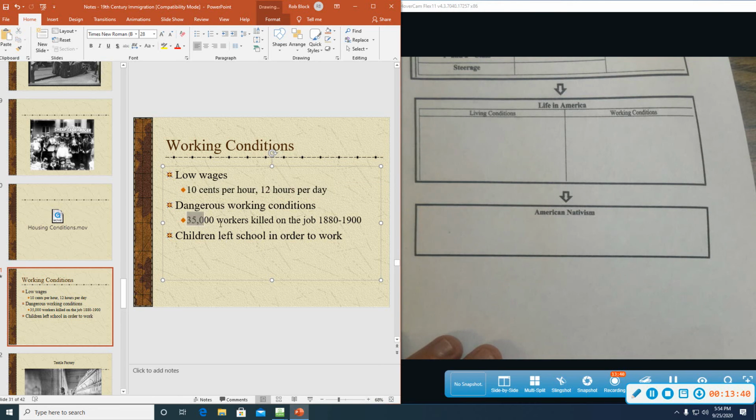So 35,000 workers, if that many people were killed in 20 years in America, government agency OSHA would have a real problem with that because now safety is regulated in the workplace. Children leaving school in order to work. Of course, now there's child labor laws, which they didn't have back then. Everyone in the family had to work to put food on the table, to pay the bills. So put that information in working conditions.